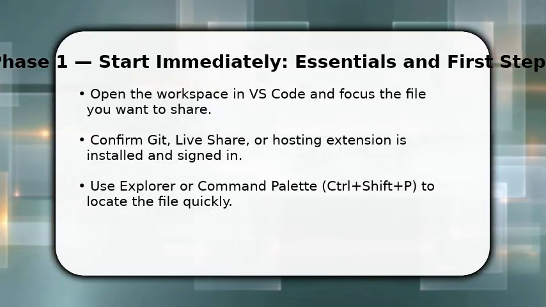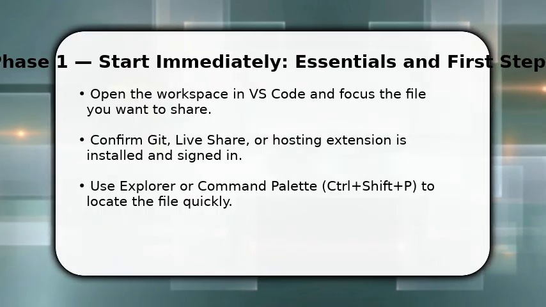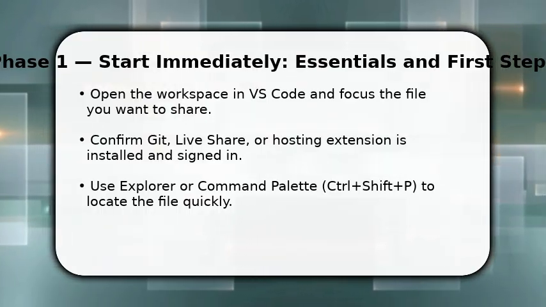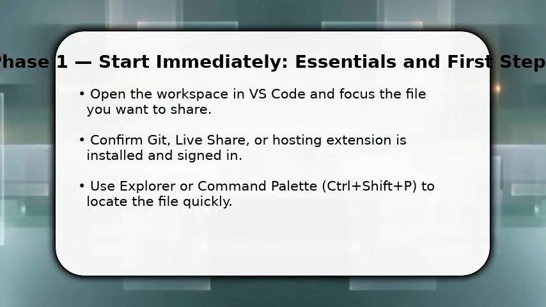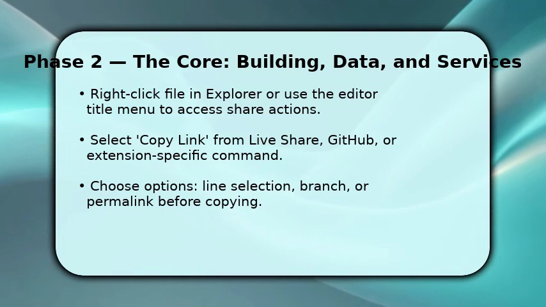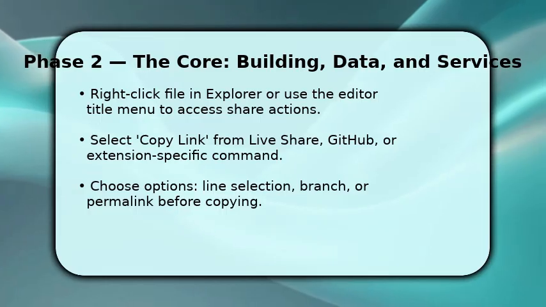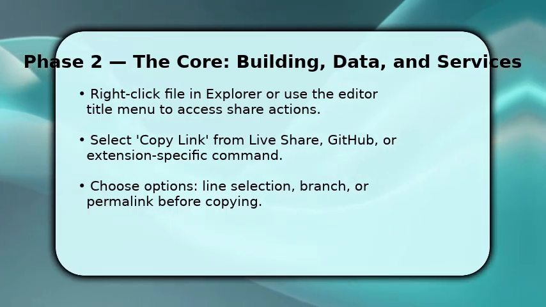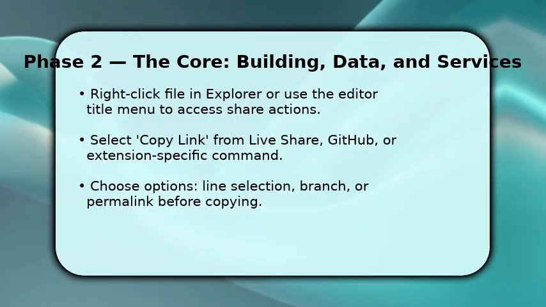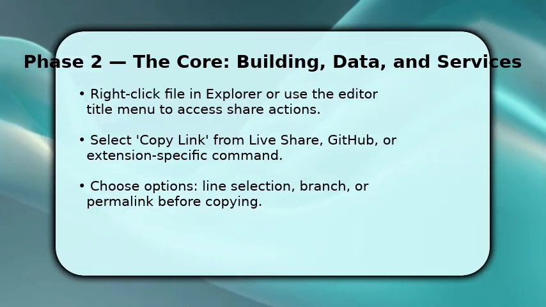Make sure to sign into any cloud or extension account now, since authentication is required before generating shareable links. Now you generate the actual link. Right-click the file or use the Editor Title menu, then pick the Copy Link command provided by Live Share, GitHub, or your hosting extension. This produces a link tied to your chosen context.